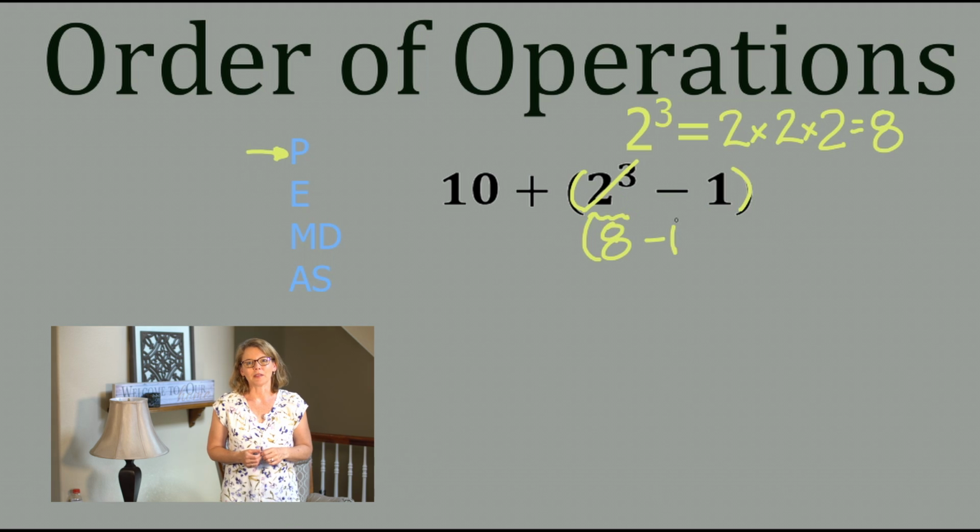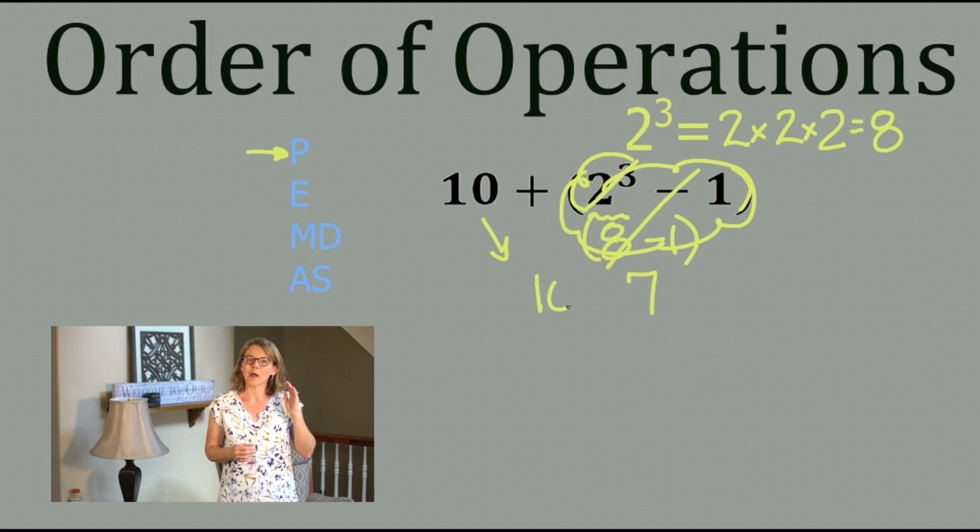Next, inside the parentheses is minus 1. 8 minus 1 equals 7. I will cloud the parentheses and turn it into a 7. I will rewrite our new simplified equation underneath, 10 plus 7. We don't need to make any decisions here. 10 plus 7 equals 17 for the final answer.